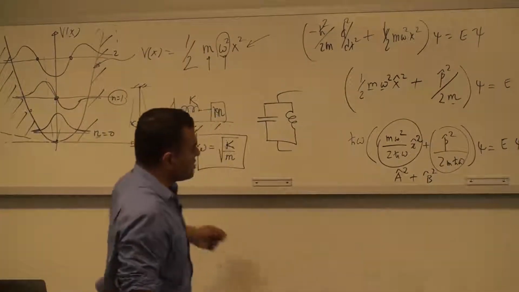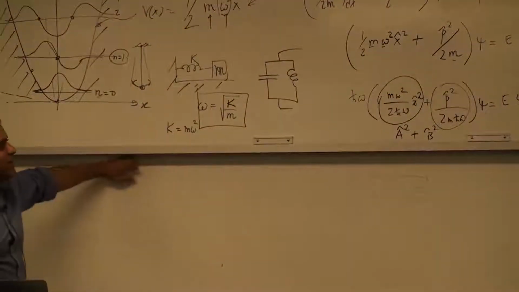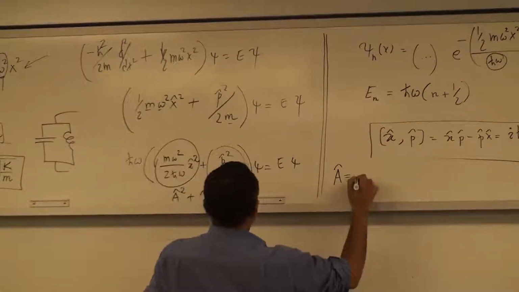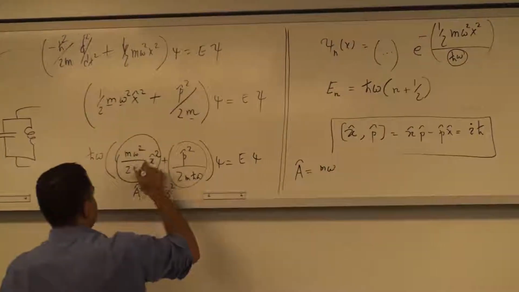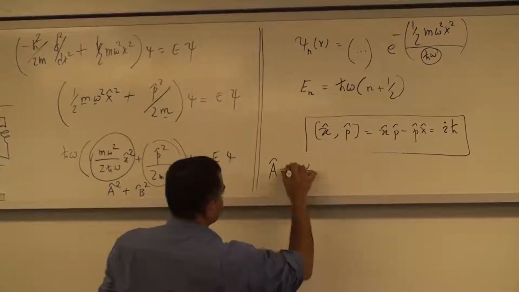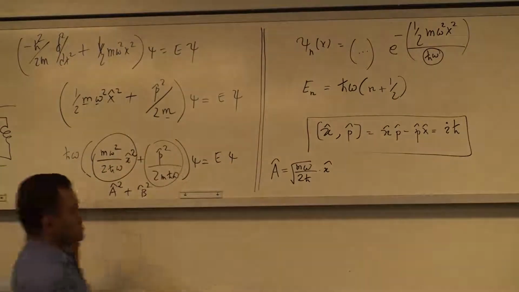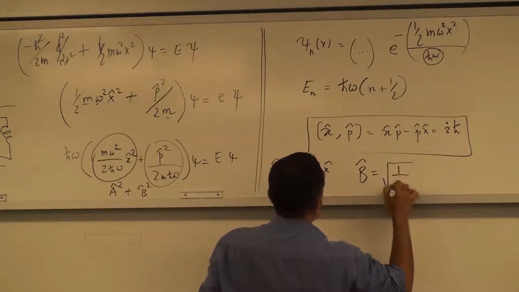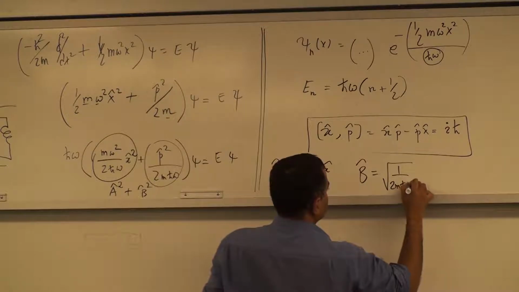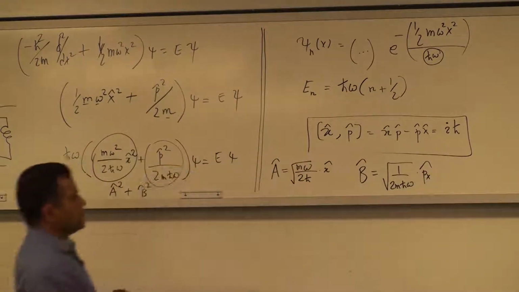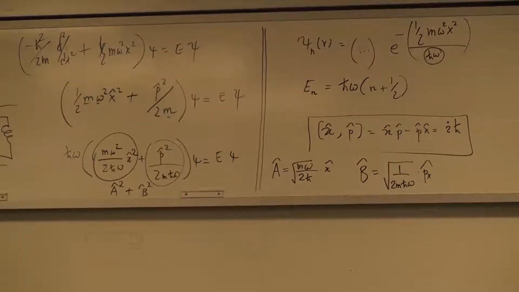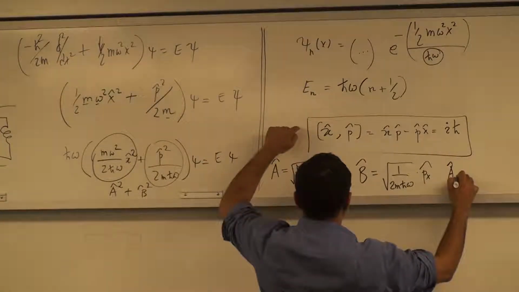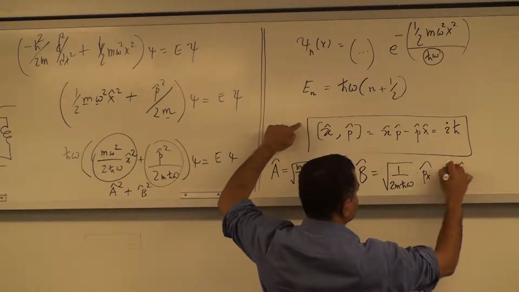So now we write it as a squared plus b squared. Before we go further, let's see what a is. Let's note that down. That's the square root of m omega over 2h bar times x hat, and this b hat is the square root of 1 over 2m h bar omega times p hat. All right, so maybe you can tell me, how would I find something like a commutator with B?